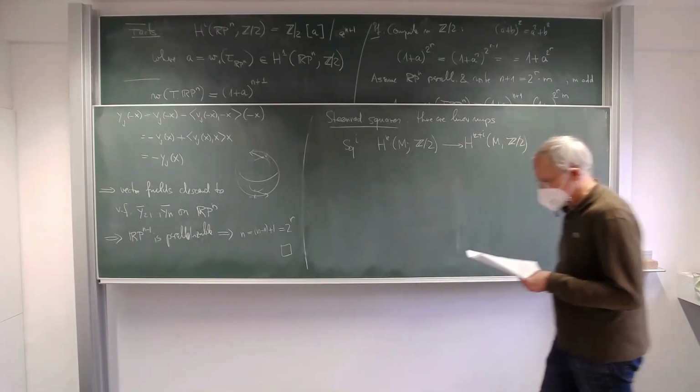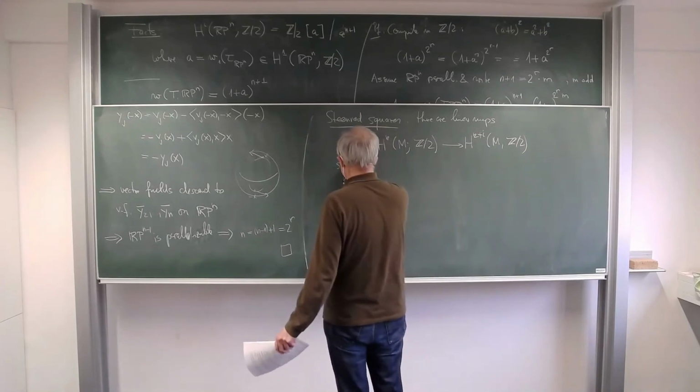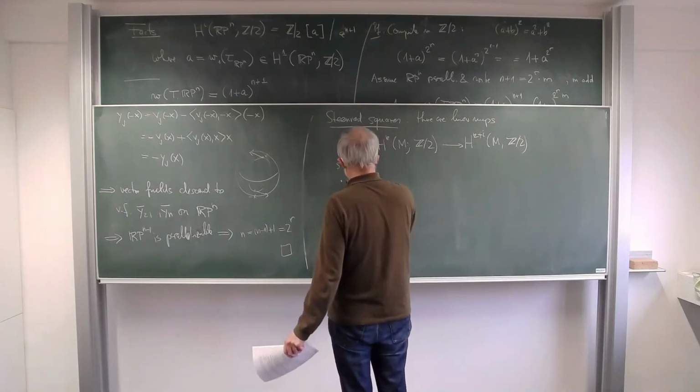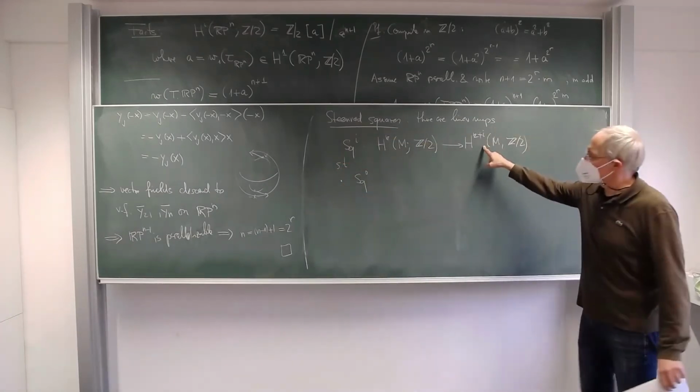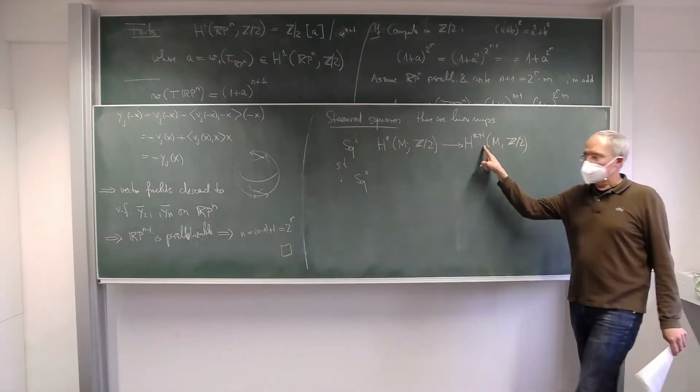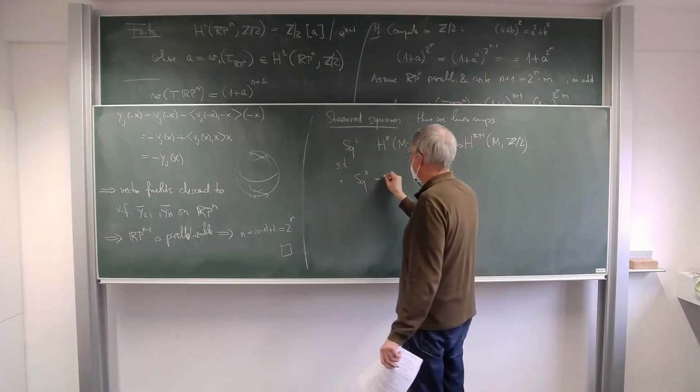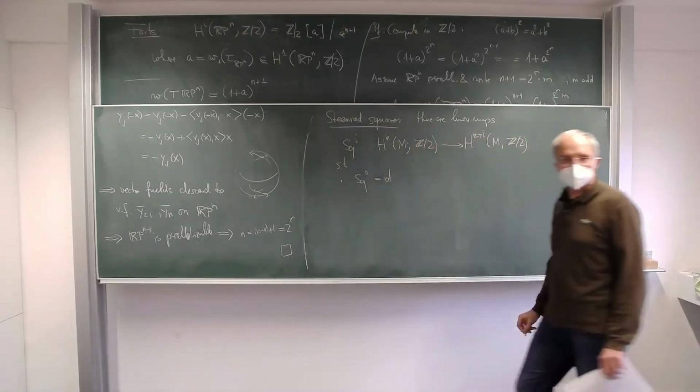With the following properties. So if I take i to be 0, then there is no shift, and then the thing is just the identity. This doesn't do anything.